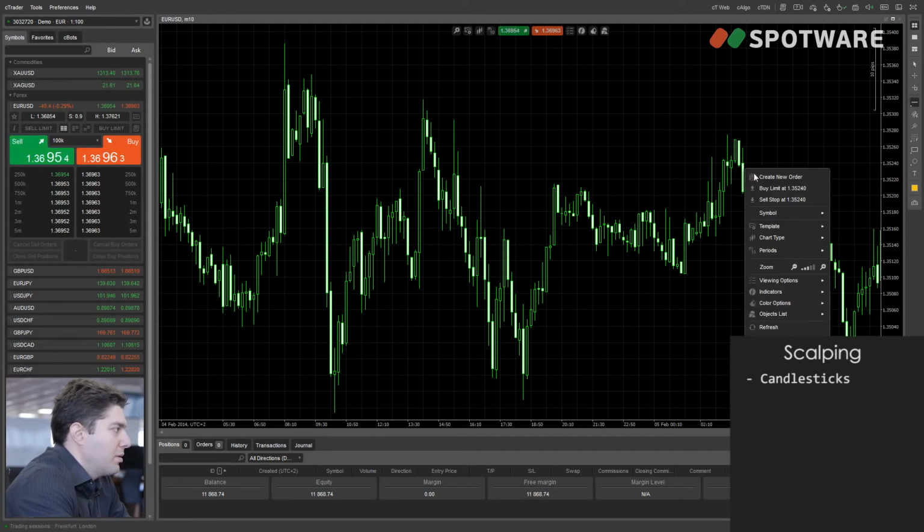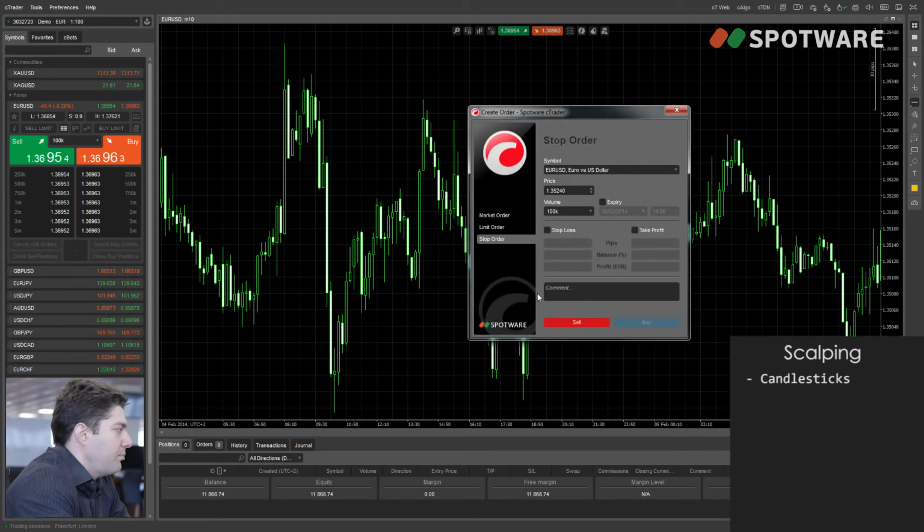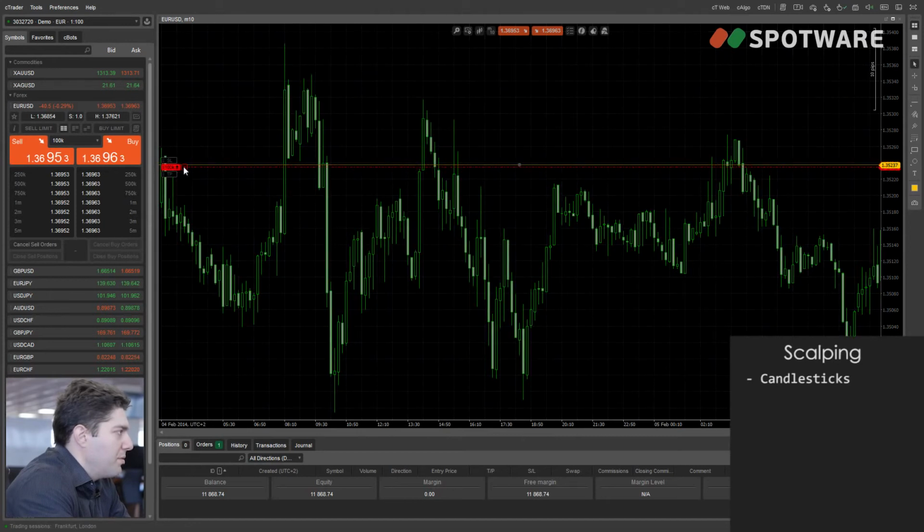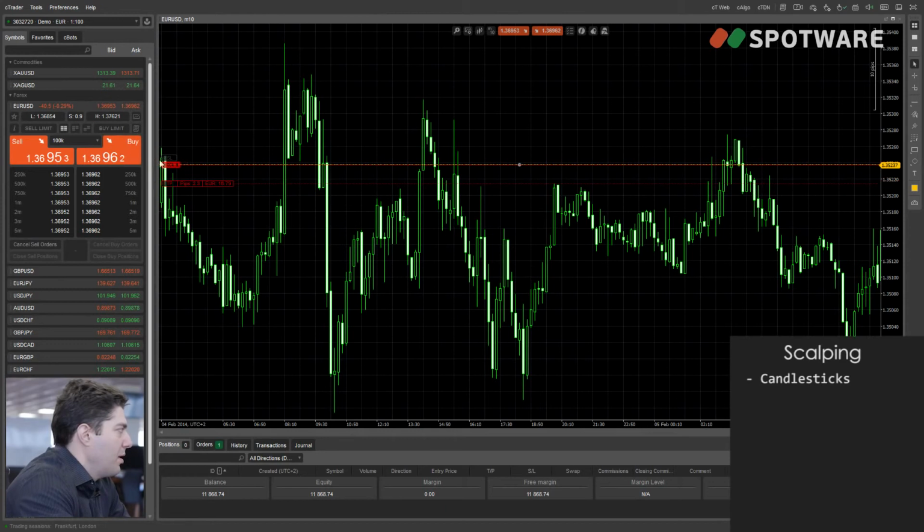Let's do limit orders to show you. So they enter in this place with a very small take profit, like this take profit, and a very conservative stop loss like this one, and they're getting their money.